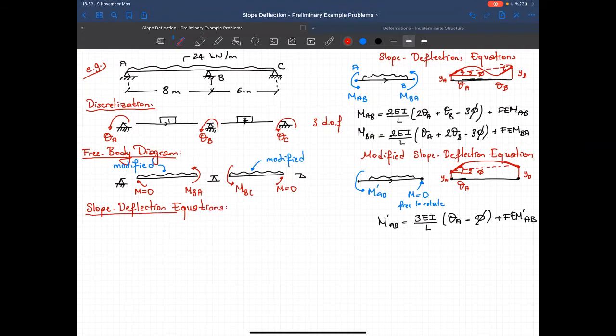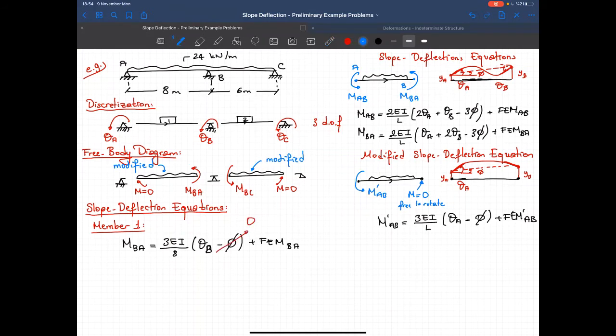Let's do it for member 1. So I have MBA is equal to 3EI over 8 theta B, minus phi plus fixed end moment BA. Now, since we don't have any translation degrees of freedom at these nodes, it means that phi angle is equal to 0.